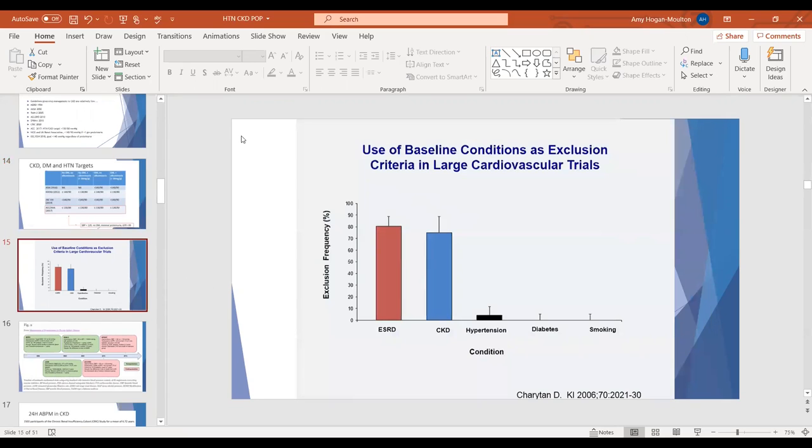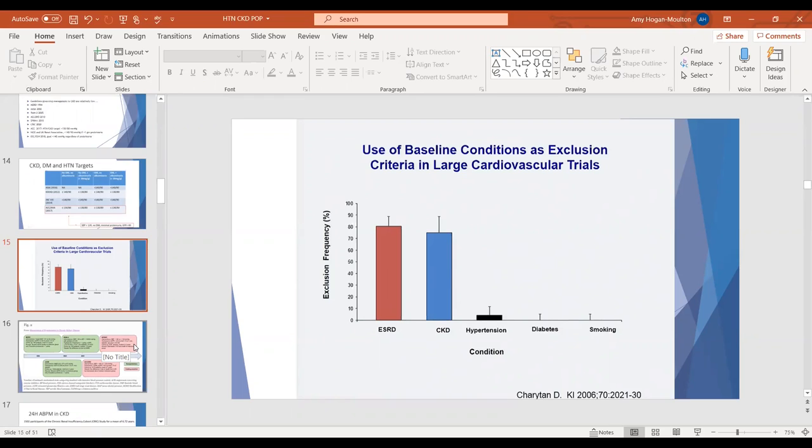I thought this was a really interesting slide here that came out of a paper years ago. It says use of baseline conditions as exclusion criteria in large cardiovascular trials. So to all the cardiologists, you have so many trials and so many patients, but it became a little difficult to know what to do with our chronic kidney disease patients or the proteinuric patients, because honestly, they got largely excluded from the trials. They probably would have skewed it, or they were complex or something, but they weren't really in the trials early on. The hypertensive people were, the diabetic, that kind of thing. So I think that's part of the problem why it's taken so long to figure out exactly where we are.